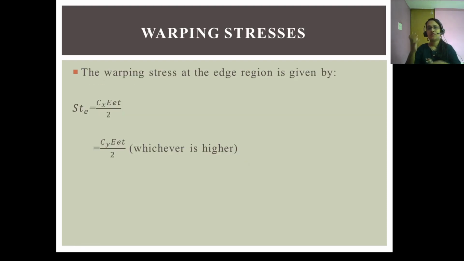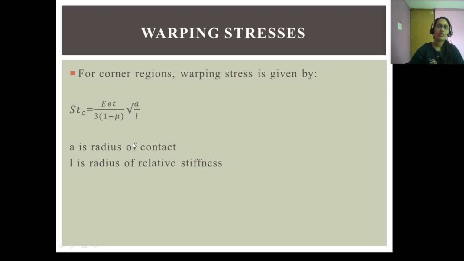Next, the warping stress at the edge region is given by this formula: St e equals Cxe E e t upon 2 and Cye E e t upon 2, whichever is higher. For corner regions, the warping stress is given by Stc equals E e t upon 3 (1 minus nu) times root of a upon L, where a is the radius of the contact area and L is the radius of relative stiffness. The warping stress at the corner regions we have to calculate using this formula.